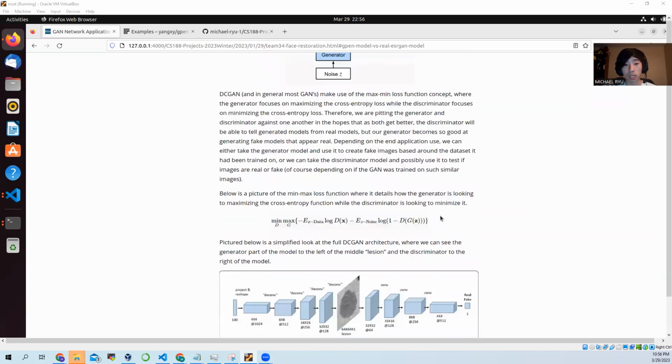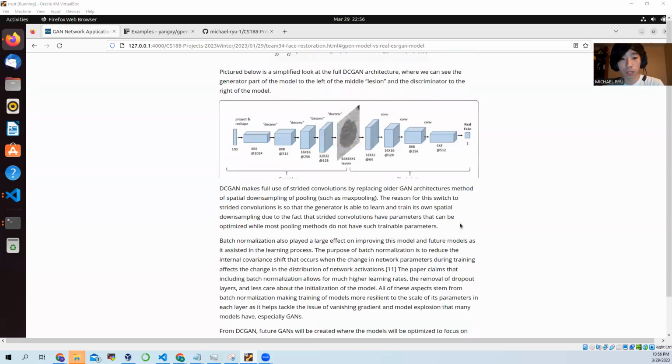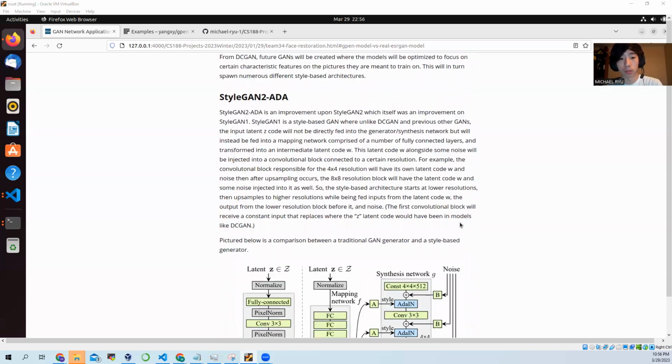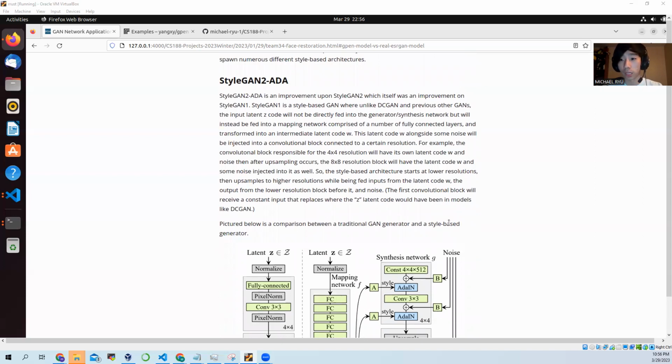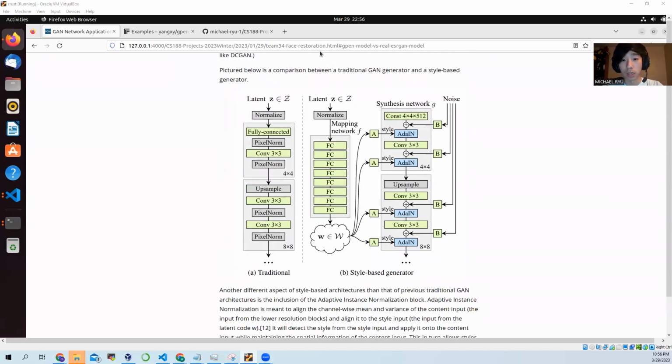So I first started with DC GAN, which is the simpler model and one of the models I trained and coded. Then I went into StyleGAN 2 ADA, which is a style-based architecture. Here's the diagram comparing a traditional GAN to a style-based GAN. We can see that the traditional GAN takes in a latent code Z directly as input, and the latent code Z doesn't get transferred or skipped as a residual into higher resolution or future convolutional layer blocks.